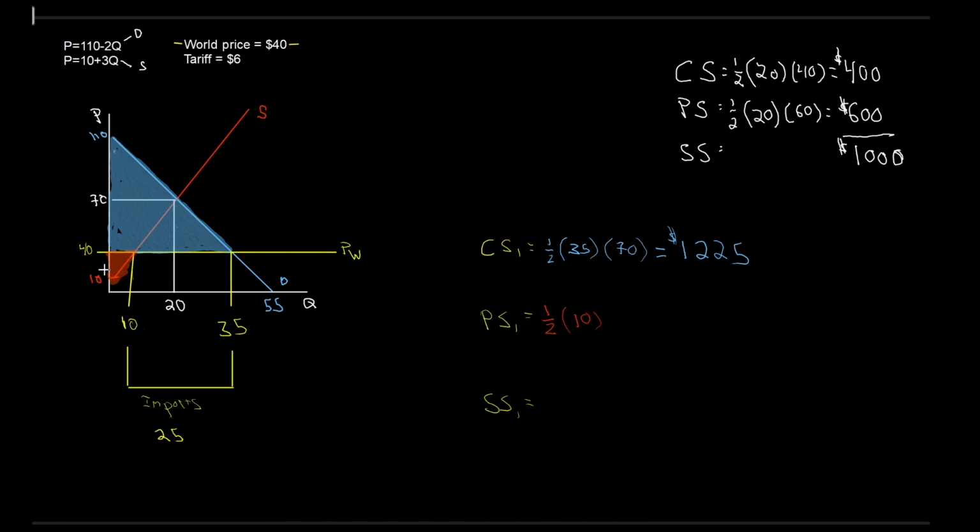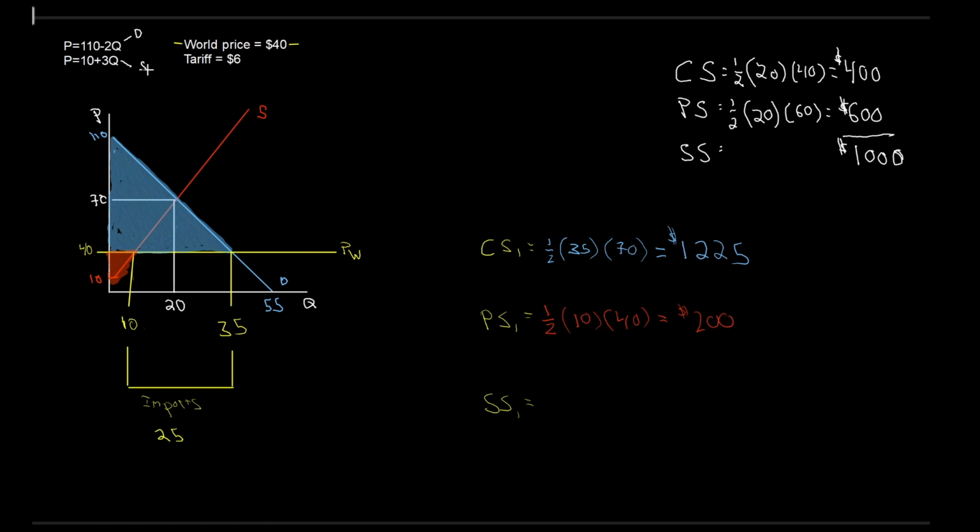Times our height. What's our height in this case? 40. So we get our producer surplus: 1/2 times 10 times 40. That gives me altogether $200 worth of producer surplus. Ouch. Producers used to be receiving 600. They're now getting only 200. We see that our producers have clearly lost in this scenario.